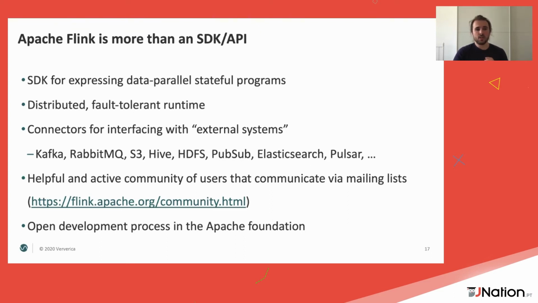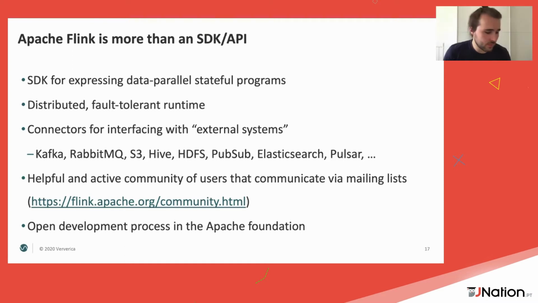Another important part is the connectors to external systems. If you just had a system that sits there and cannot interface with the outside world, that would be pretty useless. So we have to be able to read from files. We have to be able to read from message queues, such as Kafka, RabbitMQ. We have to be able to write to key value stores, such as Elasticsearch or Cassandra, or Hive, which is from the Hadoop world. So that's a third important thing.